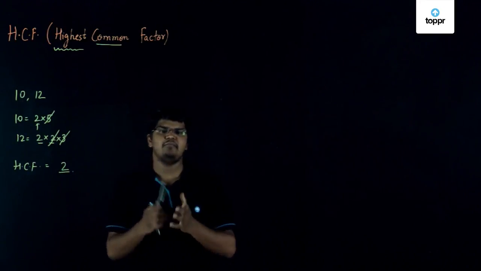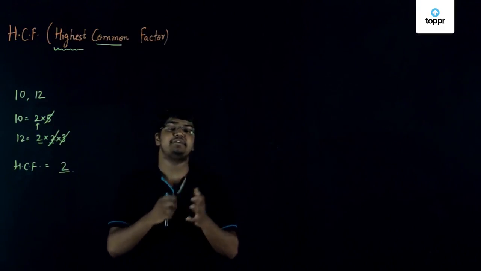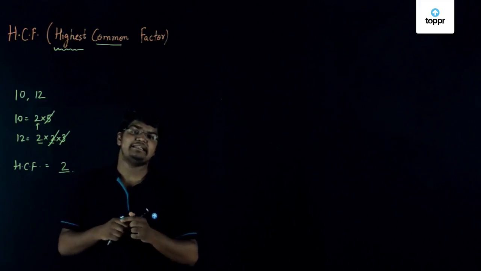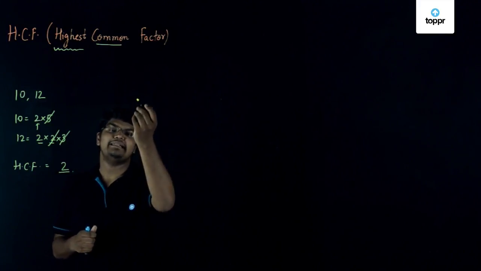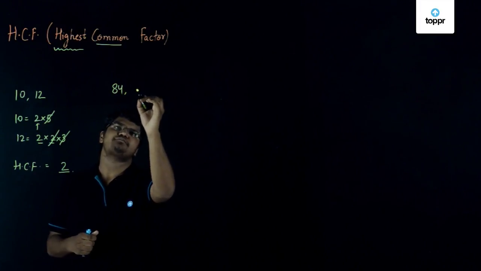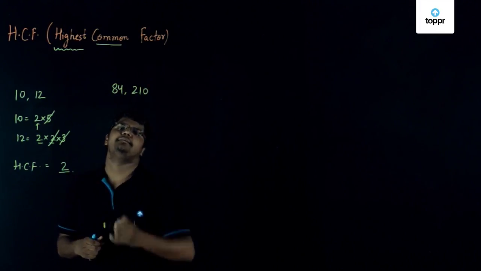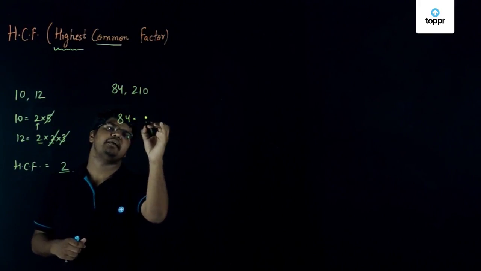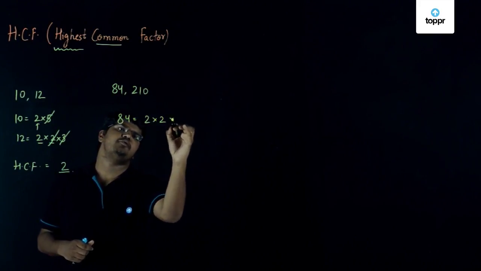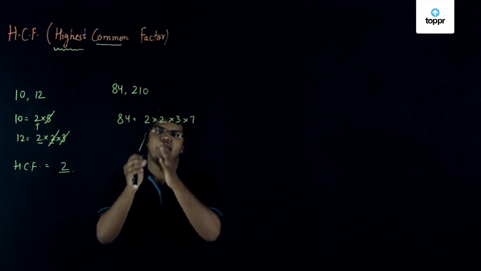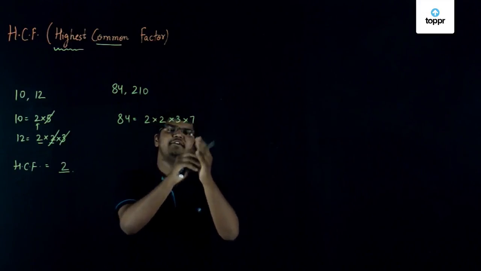I think this example would have made things a little clearer in your mind. So let's now take one more example, and then we'll discuss the different methods using which we can find the HCF of 2 or 3 numbers. The other example which I am going to take is 84 and 210. Now let's prime factorize 84 first. So 84 is going to give me 2 into 2 into 3 into 7, that is, we can verify it, 4 into 3, 12, 12 into 7 is 84.